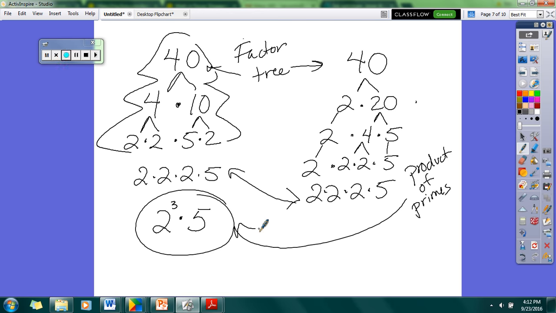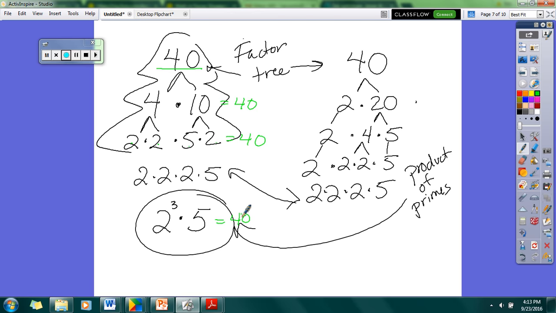Now I just want to note one other thing. Every line should still get you 40. All we're doing is breaking 40 down into prime numbers. So obviously the first line here is 40. 4 times 10 is 40. 2 times 2 is 4, times 5 is 20, times 2 is 40. 2 to the third power times 5 is 40.